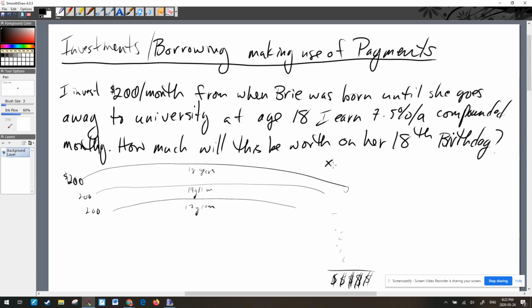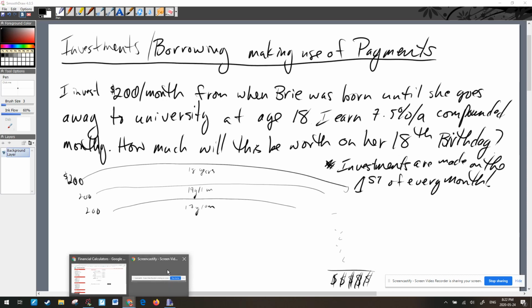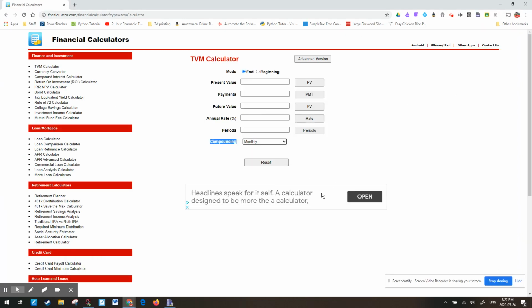Okay, so back on this problem back here, I didn't explicitly stipulate, and I'm going to add this, I guess, investments or payments are made on the first of every month. So at the beginning. Okay, now it won't make an enormous difference, but it does make a difference, and we'll be able to see that pretty quickly.